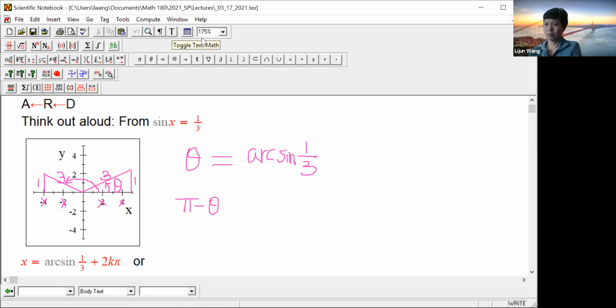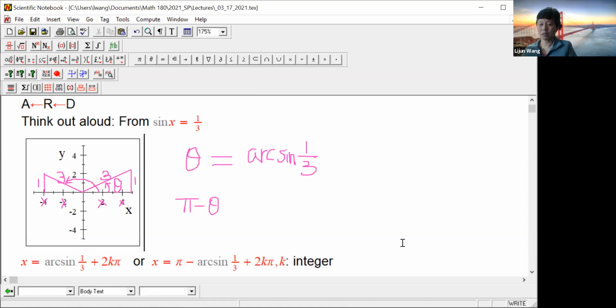or x is pi minus theta, pi minus this guy, which is theta, plus 2k pi. And you also need to tell the reader what is k, because you introduce a symbol. K is any integer.